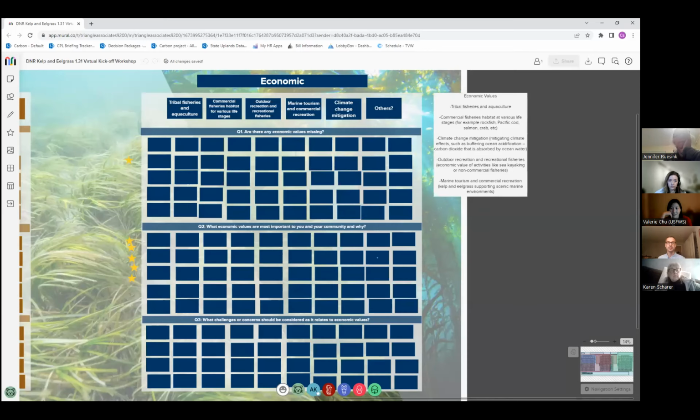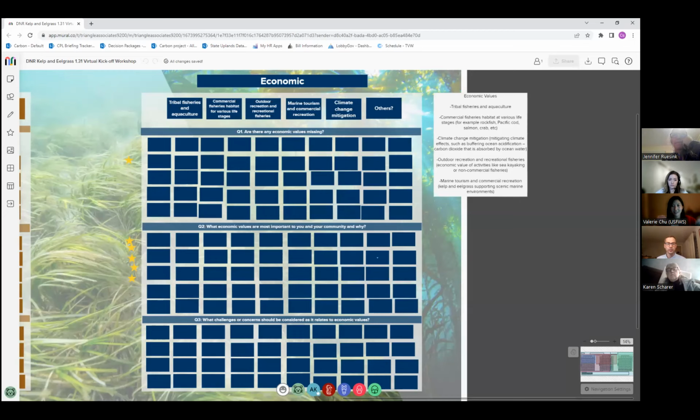Step in this process is to identify the broad spectrum of values and benefits associated with kelp and eelgrass habitats, as well as the range of interests that you all have that will help us develop this framework. Based on findings from earlier regional plans, available data, and scientific literature reviews, we've drafted an initial list of values, which is what we hope to build from today.